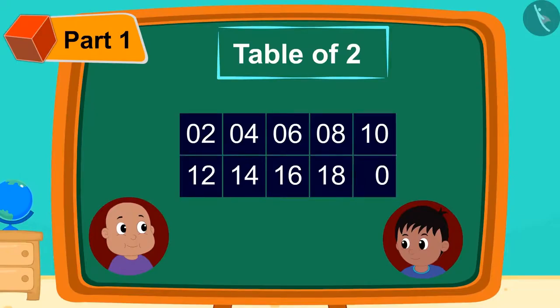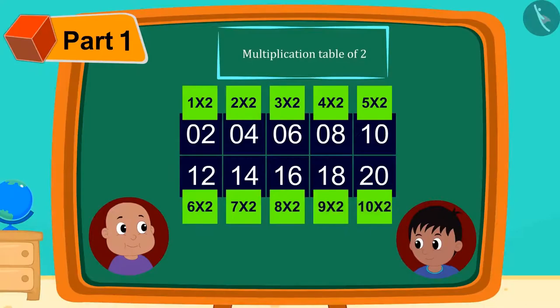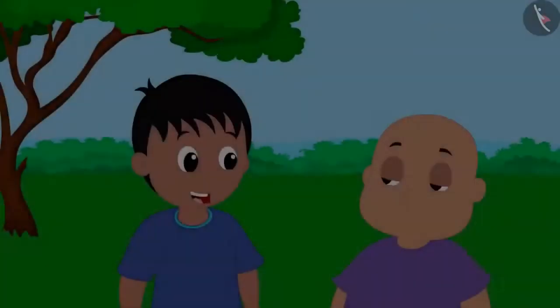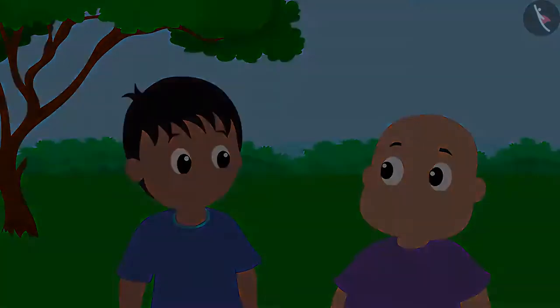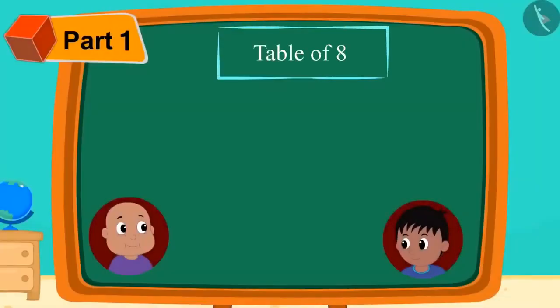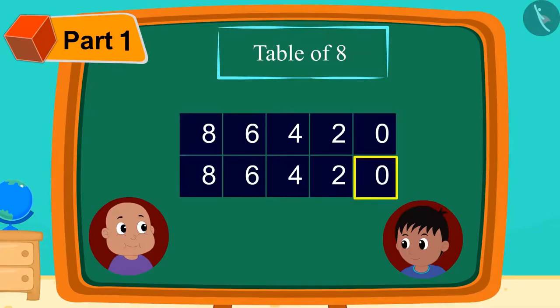And finally he wrote 2 in this way next to 0. Children, did you see any magic? Yes! And that's a table of 2 right here. Now Raju is telling Bablu that he can easily make a table of 8 using a similar pattern. Raju once again made such a table. Now he filled these patterns in both lines. 8, 6, 4, 2, 0.